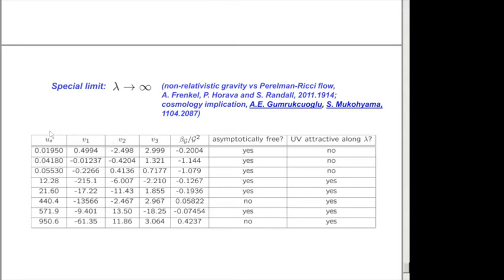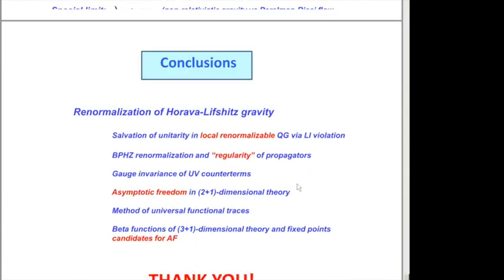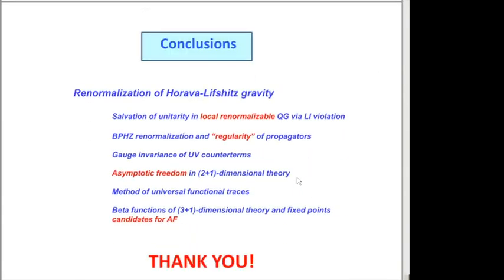So again, we have the set of such fixed points. And again, a number of them, some of them are definitely candidates for asymptotic freedom, some of them not. And this is a property of them being attractive or not attractive in the direction of the lambda flow, the flow of the lambda variable. And these are my conclusions.